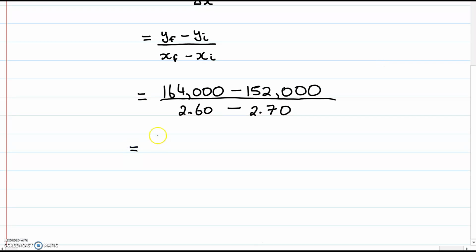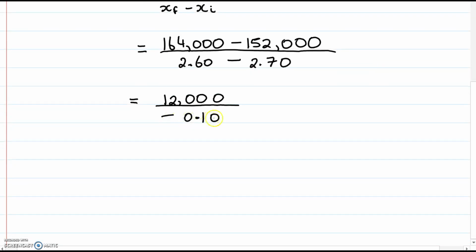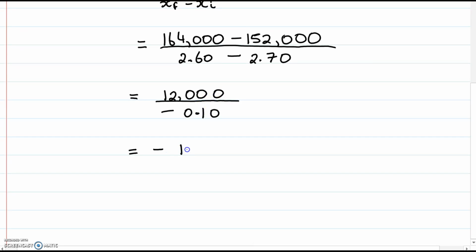Okay, so let's do that calculation. 164,000 minus 152,000 is 12,000. And 2.60 minus 2.70 is negative 0.10, or negative 0.1. Now 12,000 divided by negative 0.1. A positive divided by a negative is a negative. And to divide by 0.1, we add a 0 at the end, at the right hand side. So 12,000 has 3 zeros, and now we're adding a 0, so we're going to have 4 zeros. Then put in the 1,000 marker, the comma. So it's negative 120,000, which seems strange, but we'll try and explain it in a second.